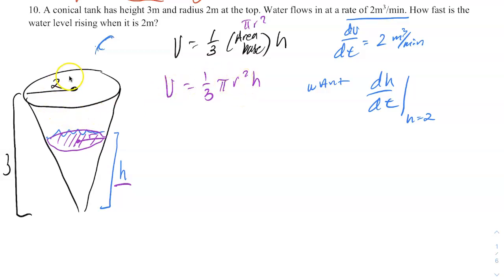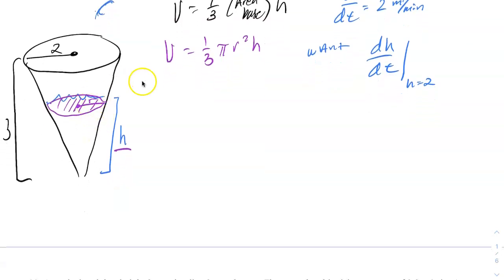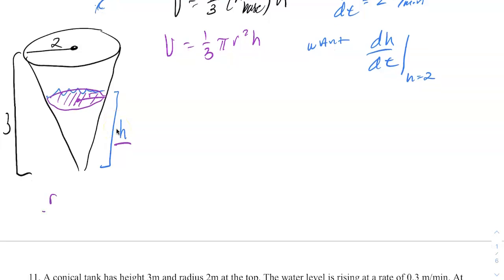So this is where this actually comes in handy. We gotta basically get rid of the r and change it to an h. So we gotta find proportions. The r and h here are similarly proportional to the whole cone. So the radius there would be 2, and the height there would be 3.